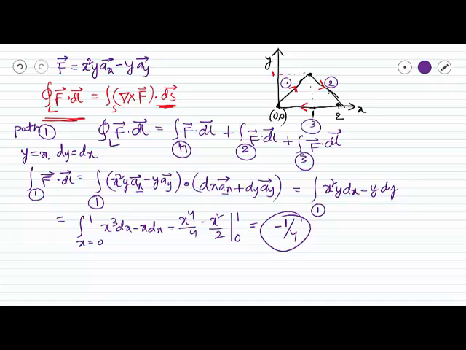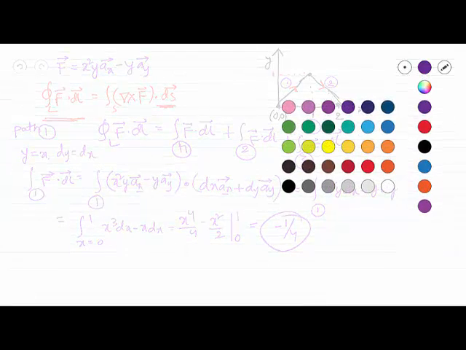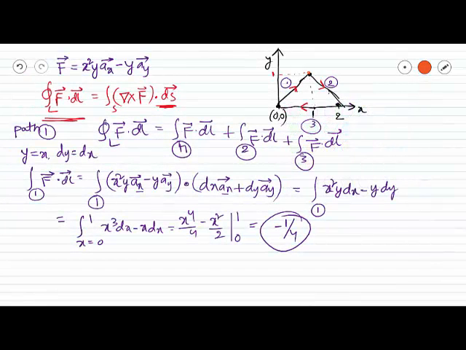Now look at path number 2. If you look at path number 2, this point is 1 comma 1 and this point is 2 comma 0.